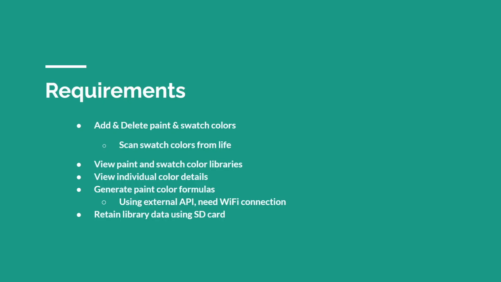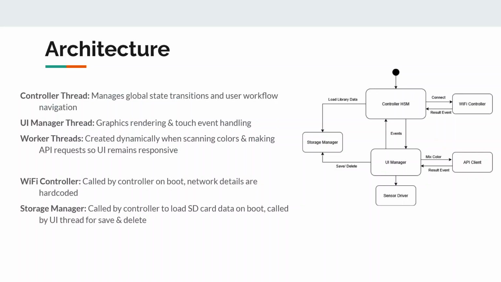So the requirements for this project were to be able to add and delete paint and swatch colors, and also scan swatch colors from life. Needs to be able to view the different color libraries and individual color details. Generate paint color formulas using an external API, so it needs to connect to the internet, and also save and load data from an SD card.